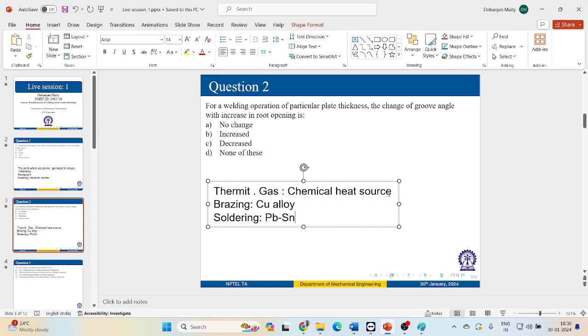And what is the most common heat source for these processes? The most common heat source is electrical resistance heating, both for brazing and soldering, right? So of course there is a lot of metallurgy included in this welding thing.